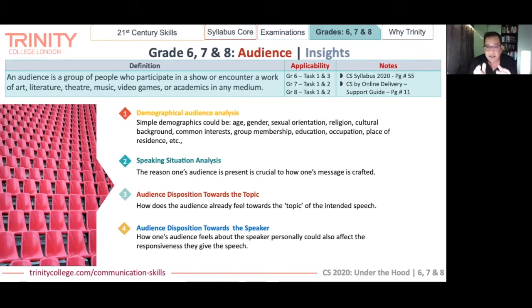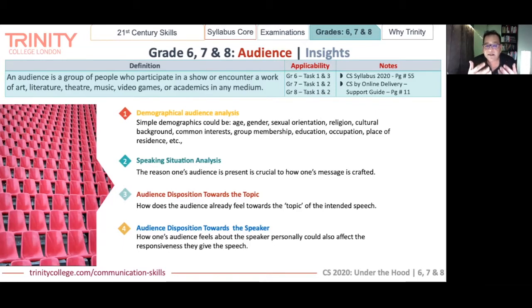Similarly, in addition to knowing maybe the profile of my audience based on demographics, I must know what the audience feels towards the topic that I'm going to talk to them about. And finally, what do they feel not just about the topic, but what do they feel towards the speaker? Now, all these four in combination help us wrap our head around the concept of an audience.